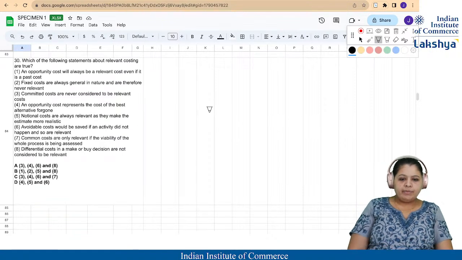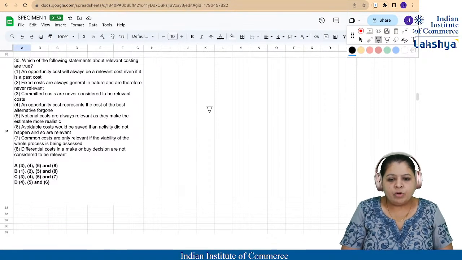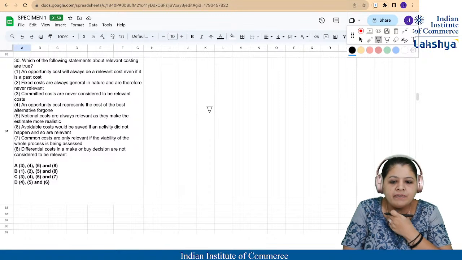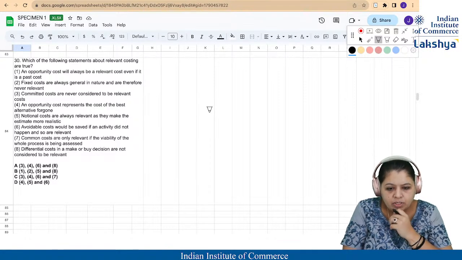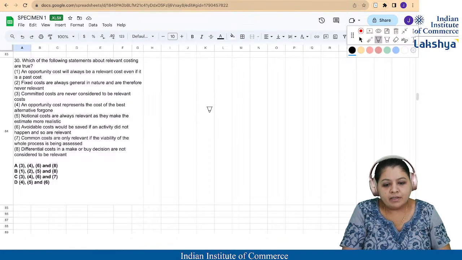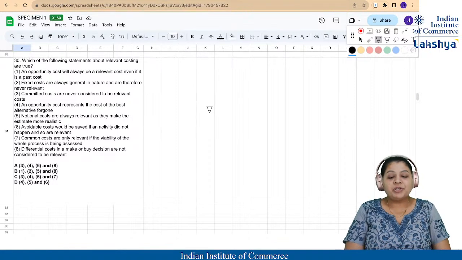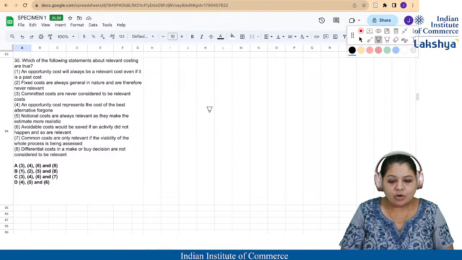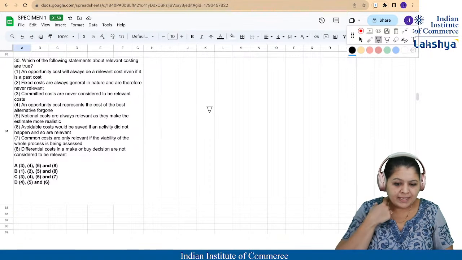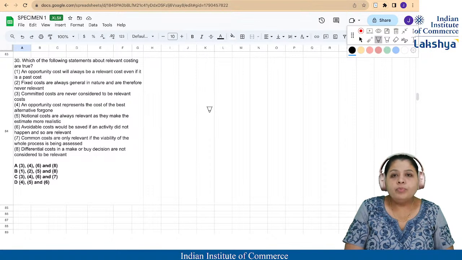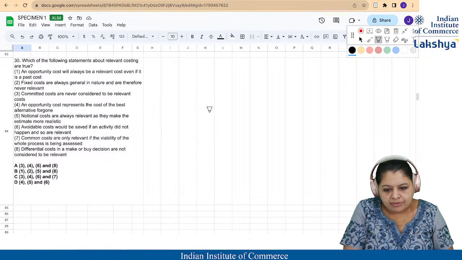Which of the following statements about relevant costing are true? An opportunity cost will always be a relevant cost, even if it is a past cost. Fixed costs are always general in nature and therefore never relevant. Committed costs are never considered to be relevant. An opportunity cost represents the cost of the best alternative foregone. Notional costs are always relevant. Avoidable cost would be saved. Common costs are only relevant if they are variable to the whole process, and differential costs in a make or buy decision are not considered to be relevant.